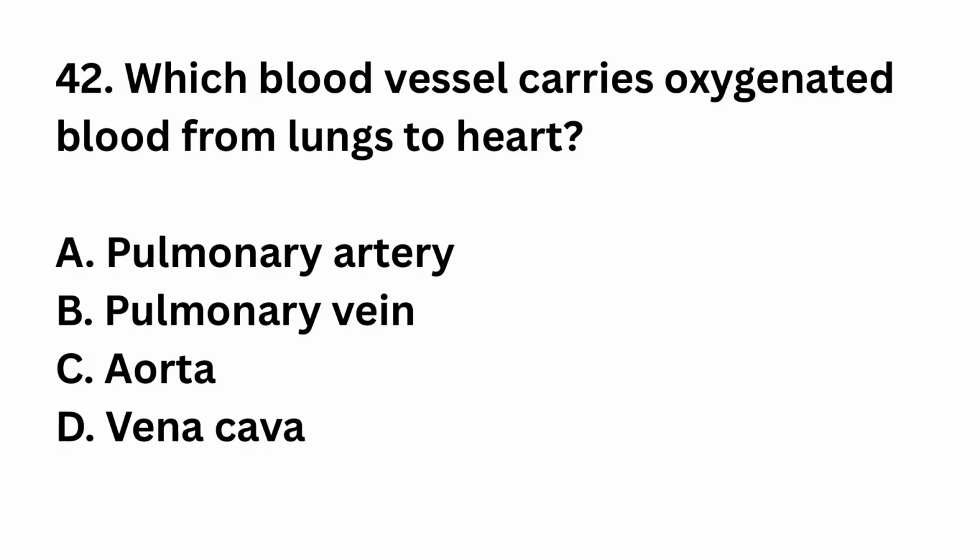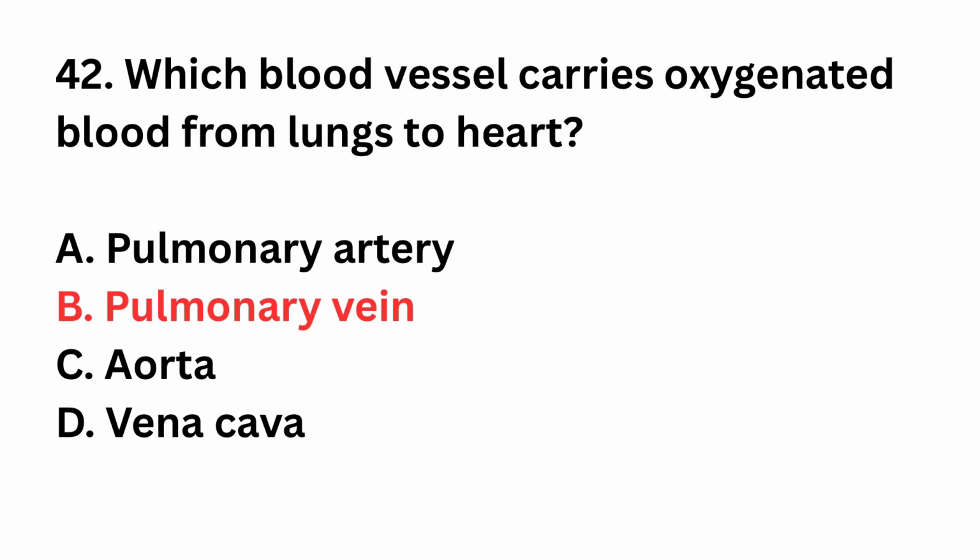Question number 42. Which blood vessel carries oxygenated blood from lungs to heart? Pulmonary artery, pulmonary vein, aorta, vena cava. The right answer is option B, pulmonary vein. Pulmonary vein returns oxygenated blood.